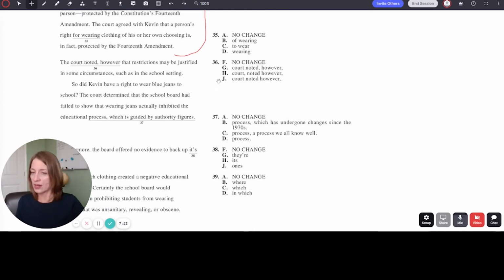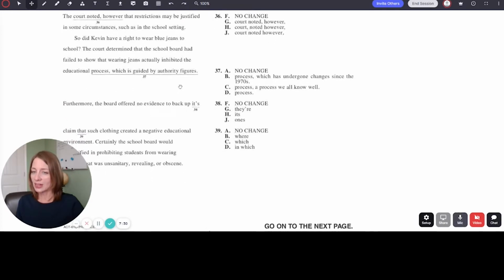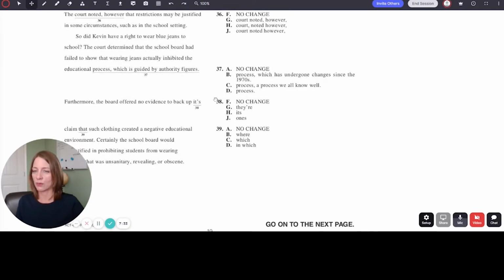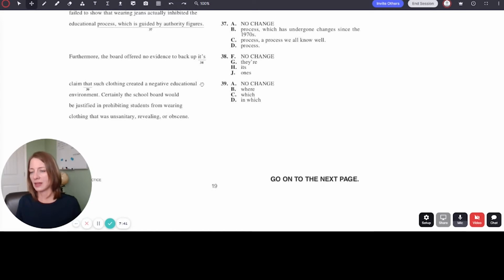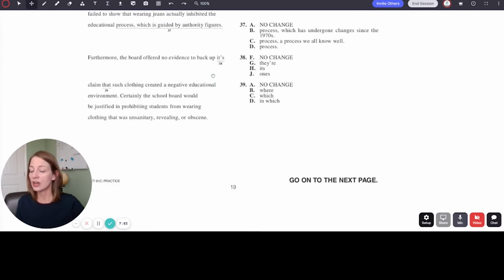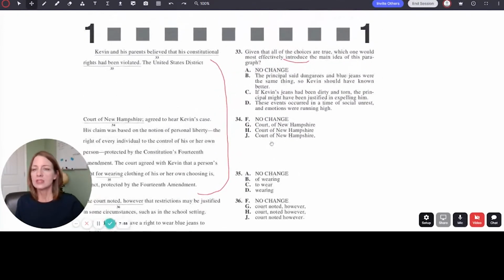So, did Kevin have a right to wear blue jeans in school? The court determined that the school board had failed to show that wearing jeans actually inhibited the educational process, which is guided by authority figures. Furthermore, the board offered no evidence to back up its claim that such clothing created a negative educational environment. Certainly, the school board would be justified in prohibiting students from wearing clothing that was unsanitary, revealing, or obscene. Interesting. Okay.